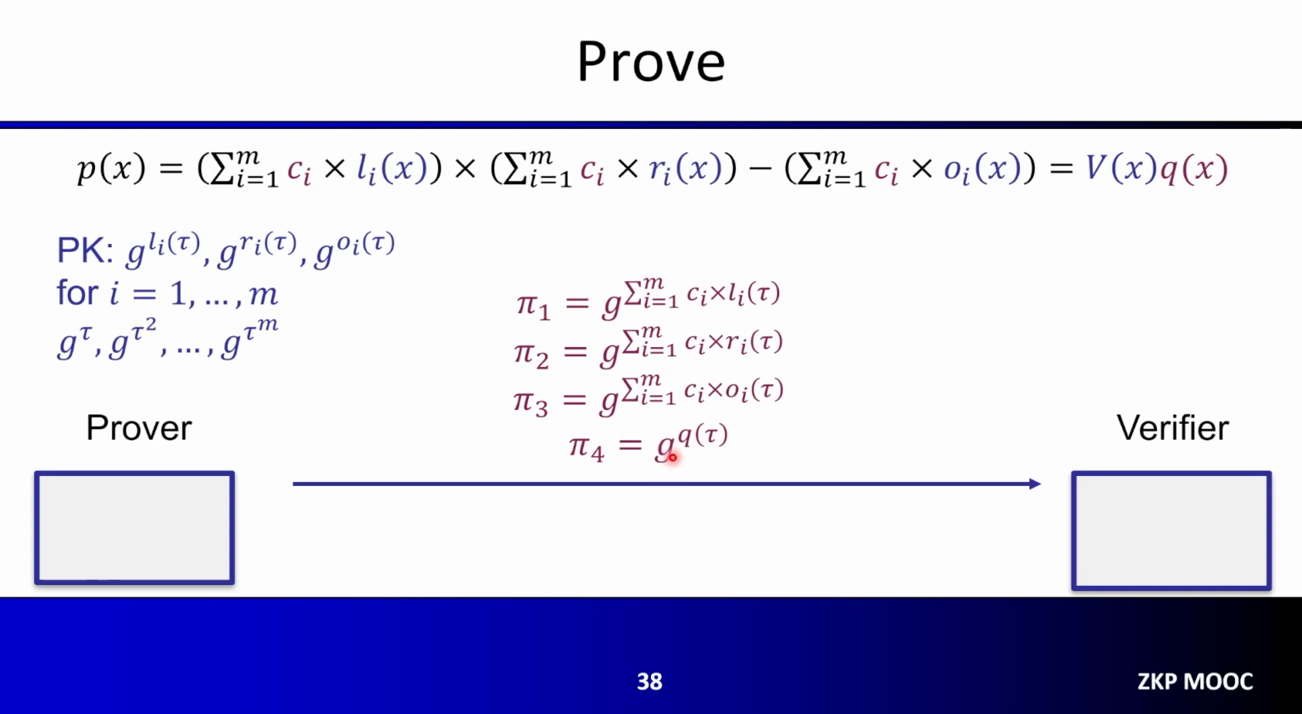So in this way, the prover generates 4 group elements as the proof to the verifier. And that's the proof algorithm in this SNARK.